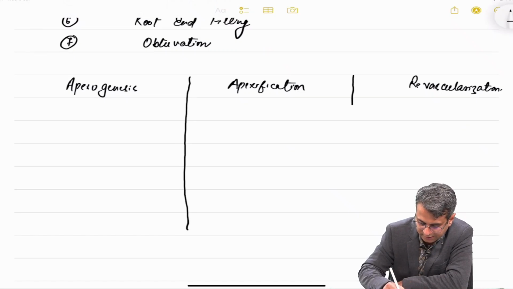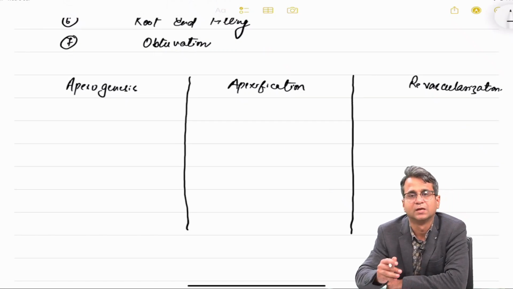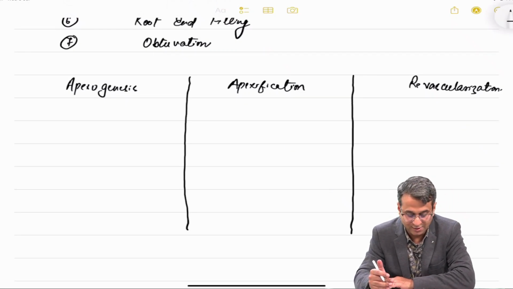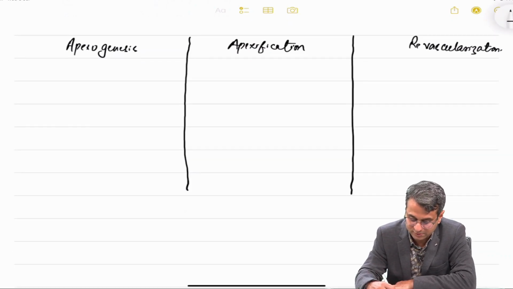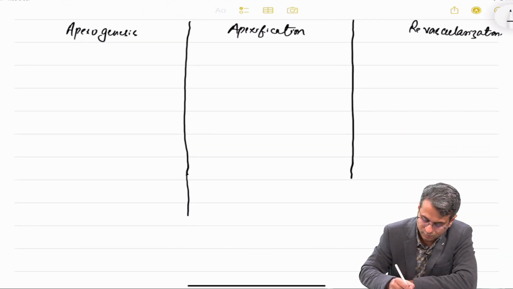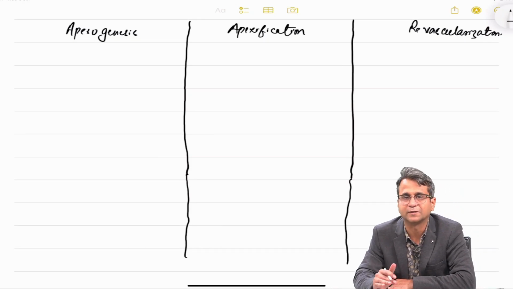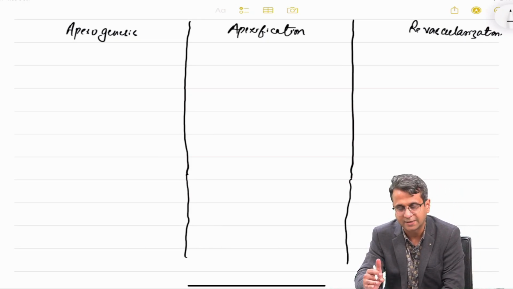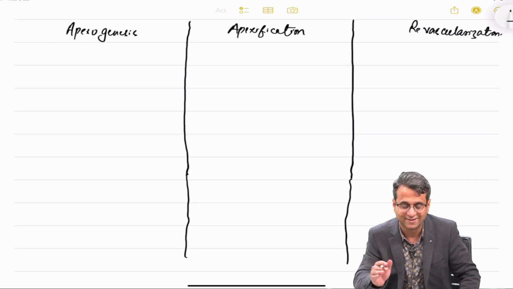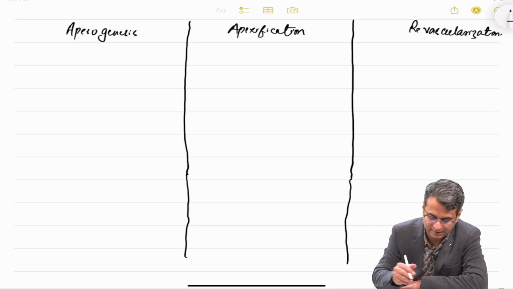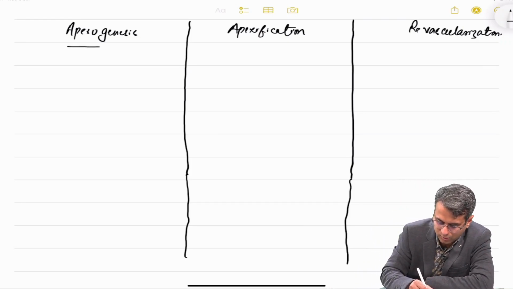Apexogenesis versus apexification versus revascularization. Many a times, almost every year, students ask me what the difference is, and I don't think it is clear to students. It is a little bit tricky, but nothing major.